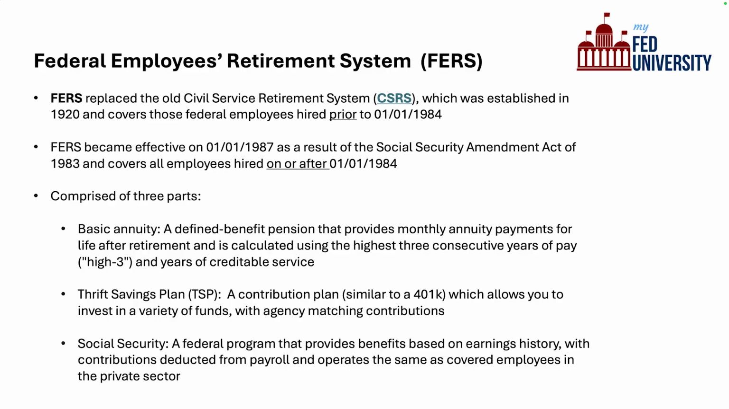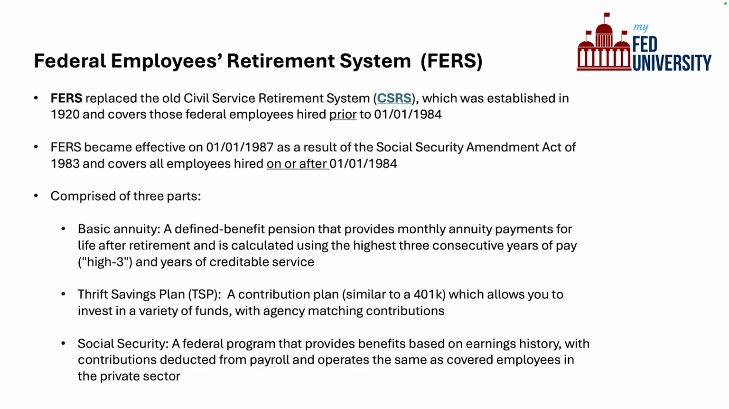And the FERS basic benefit plan, the FERS retirement, is comprised of three parts. You'll often hear this referred to as the three legs of a stool. And it's very important to remember that these are three separate components. So those three components, first being the FERS basic benefit plan, or your basic annuity. This is a defined benefit pension plan that's funded by the federal government and you, the federal employee.